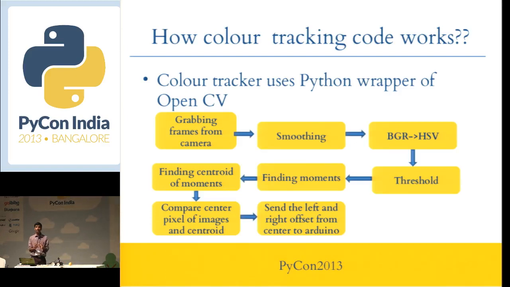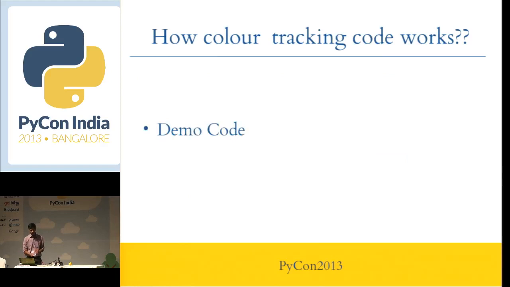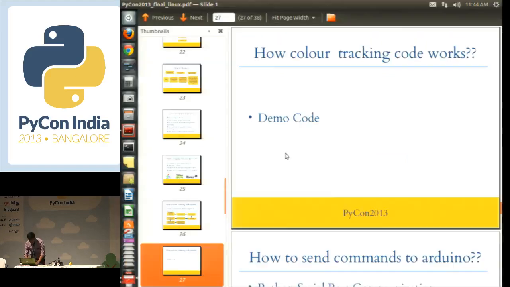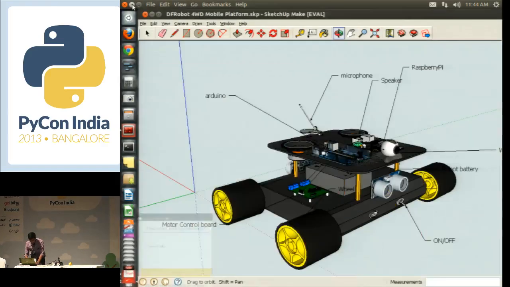Then, using that XY coordinate, I determine whether the ball is on the left side or the right side of the image. Then that information is sent to the Arduino. So I will demonstrate the image processing code that is in the Raspberry Pi.